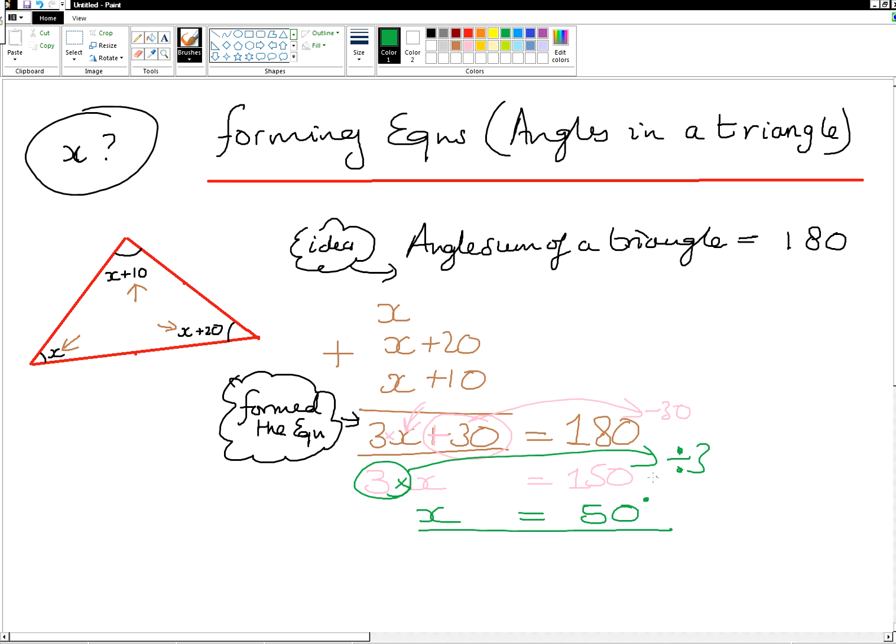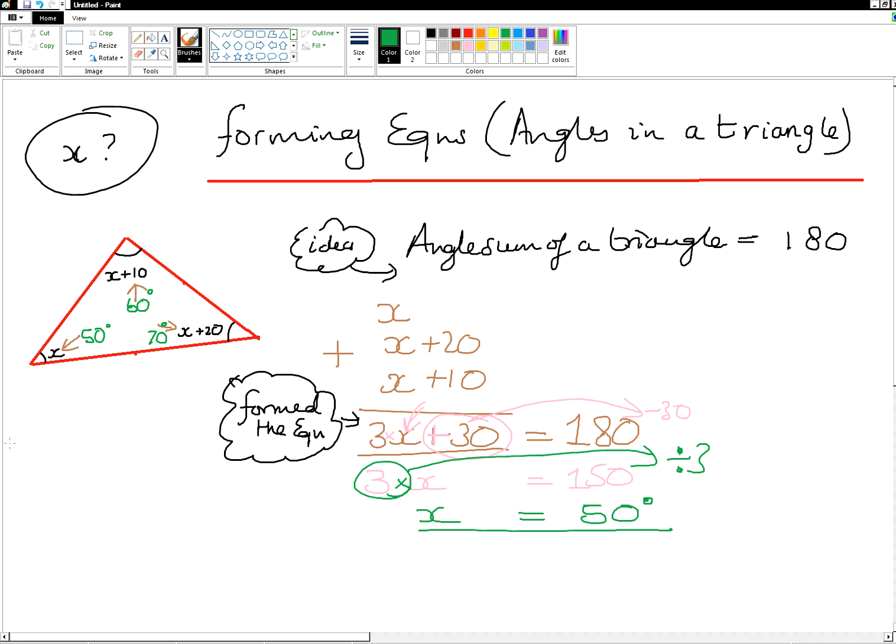Okay, right. Now, we can go now and work out all the missing angles. So x is equal to 50 degrees. And 50 add 10 is equal to 60. And 50 add 20 is equal to 70. And if you add them all up, you should get 180. Does it give you 180? Yes, it does. And that's the end of how we work out forming equations with angles in a triangle.